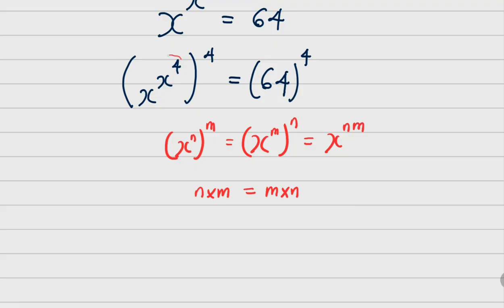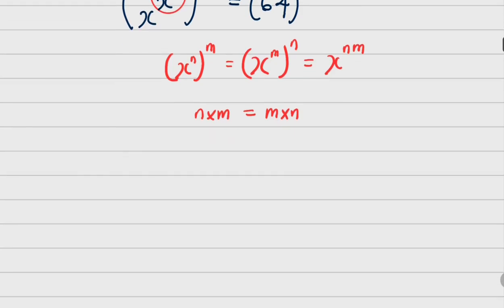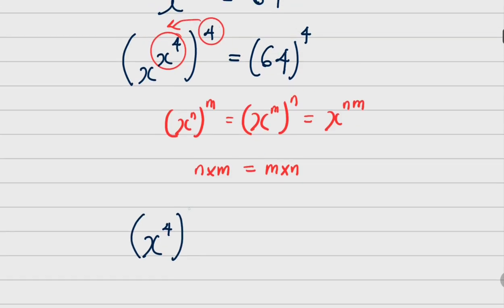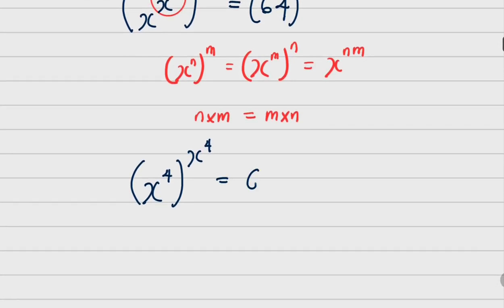Since we have that knowledge, this is what I'm going to do. I'm going to pick this as an entity, as a power on its own. Then I'll pick this as a power on its own. So I'll interchange their positions. If I do that, I'm going to have x raised to power 4, then x raised to power 4. You see? So that is very nice. Then it is equals to 64 all raised to power 4.